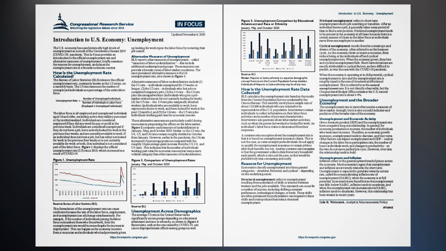Unemployment and inflation. Inflation refers to the general upward trend of prices across the economy. Most economists agree that unemployment and inflation are inversely related in the short term. Unemployment is expected to gravitate toward a certain rate, called the non-accelerating inflation rate of unemployment, NAIRU, when the economy is at full potential. Economists have found that as the unemployment rate falls below NAIRU, inflation tends to accelerate, and when the unemployment rate increases above NAIRU, inflation tends to decelerate. However, this relationship has been weaker in recent years.